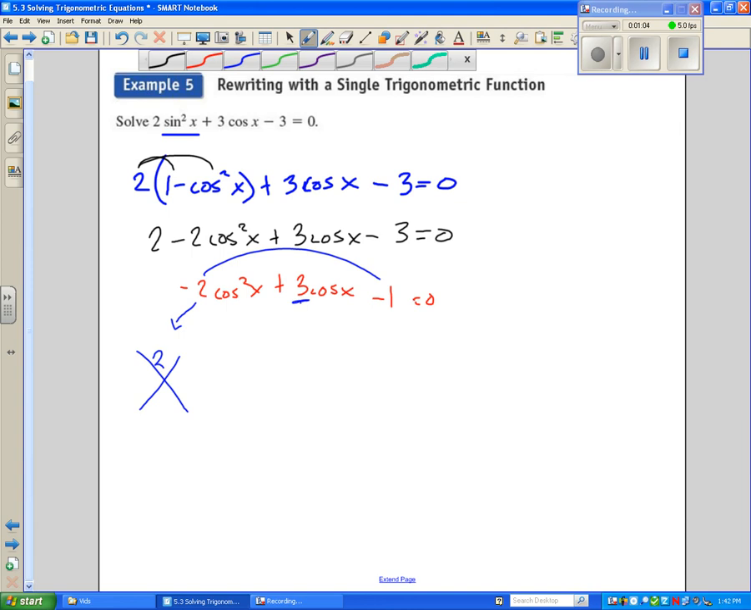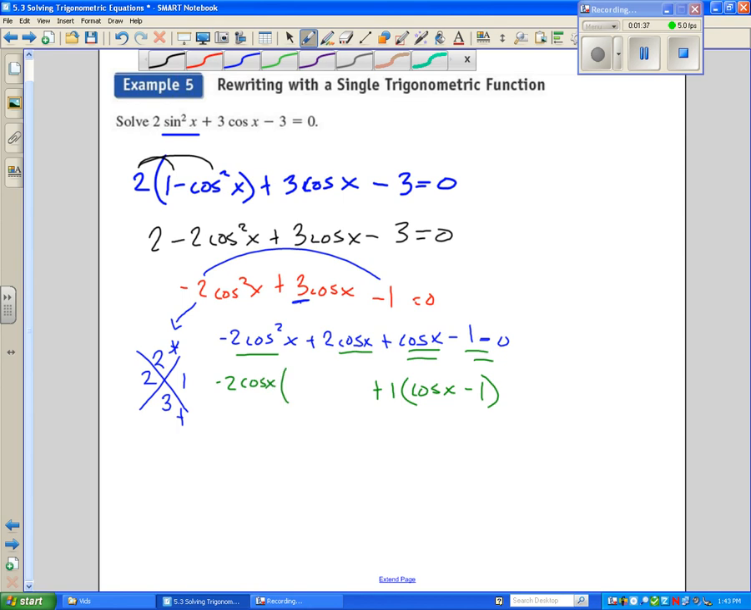Take the 3 and put that on bottom, and you're asking what two numbers multiply to get a positive 2 and add to get a positive 3. Well, that's 2 and 1. All right, then factor by grouping. Notice this cosine x minus 1 only has a 1. But this first 2 has a negative 2 cosine x, and we're still left with a cosine x minus 1. Noticing that this is the same as this, so we can factor that out.